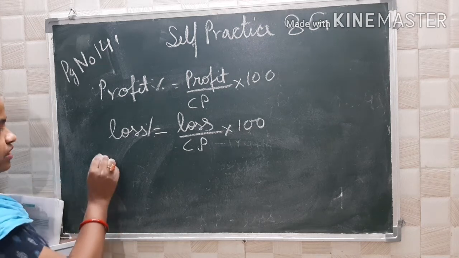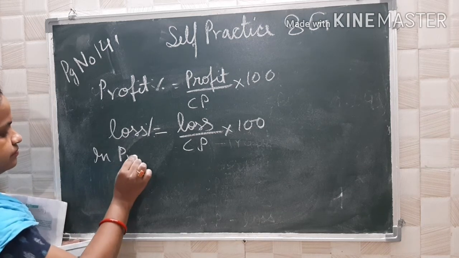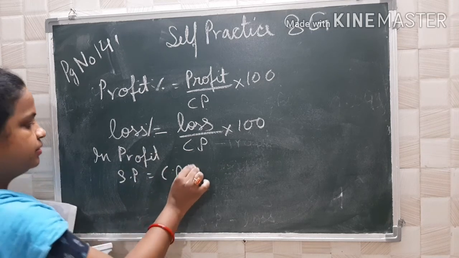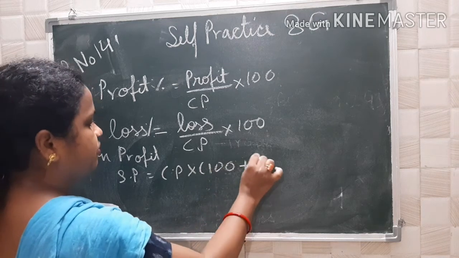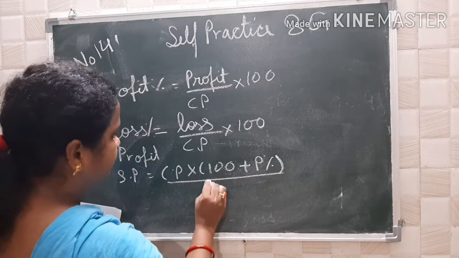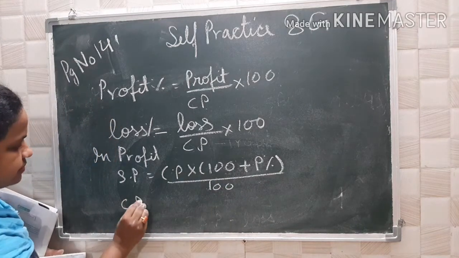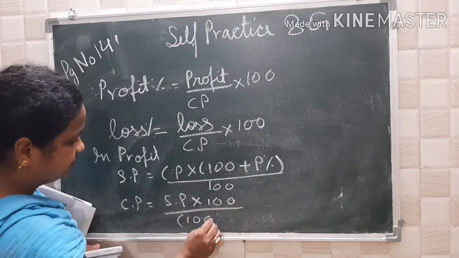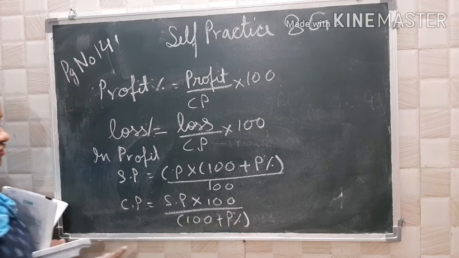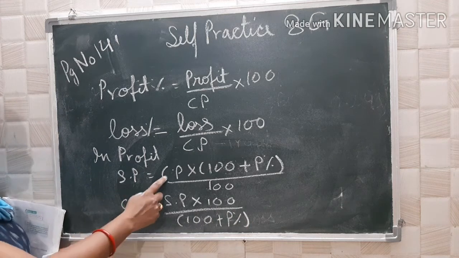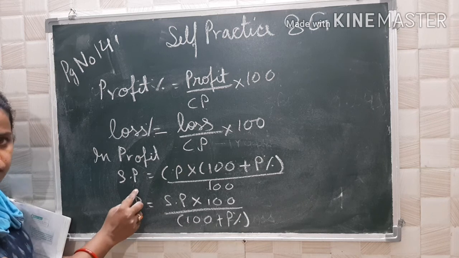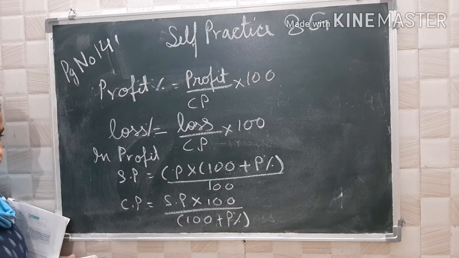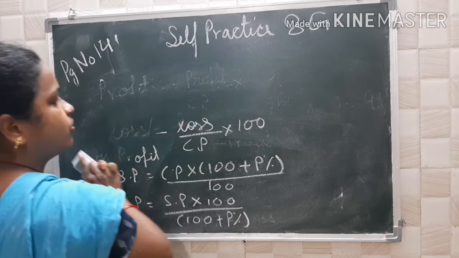Then one more formula in profit. SP is equal to CP into (100 plus profit percent) upon 100, or CP is equal to SP into 100 upon (100 plus profit percent). If you have to find SP directly and CP and profit percent are given, you can use this formula, and if you want to find CP and SP and profit percent are given, you can use this formula. Clear? Same way in case of loss.